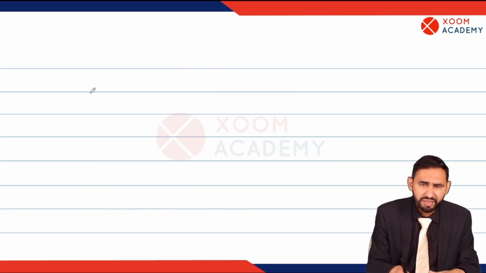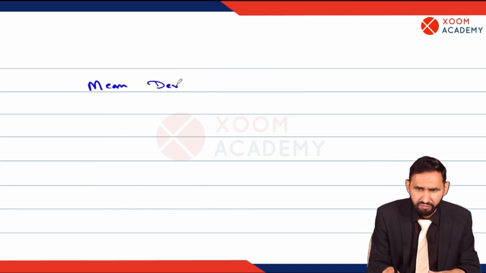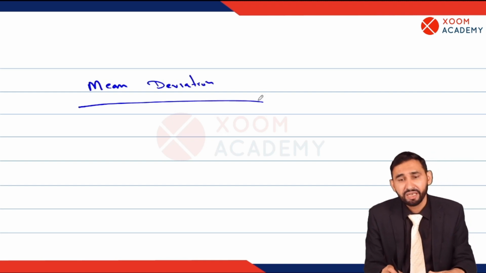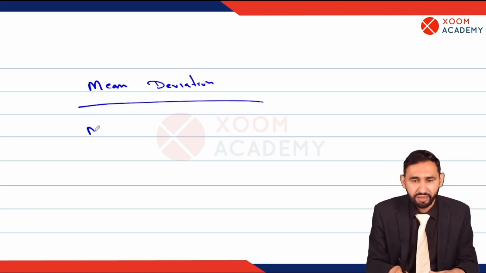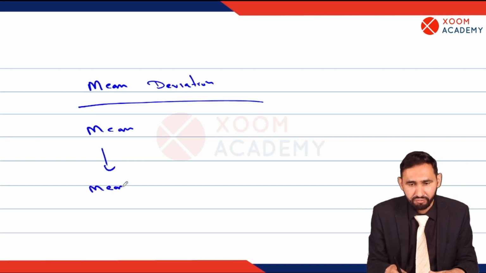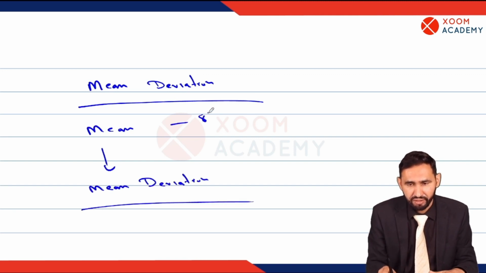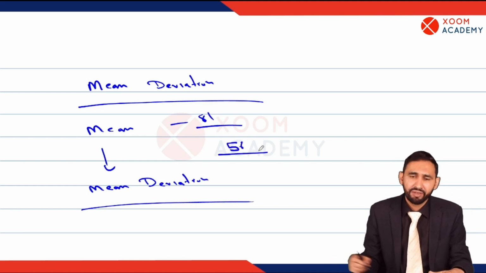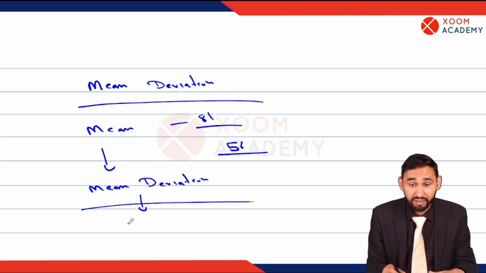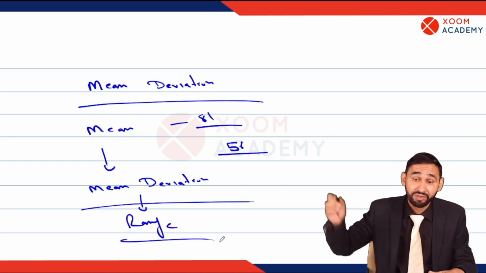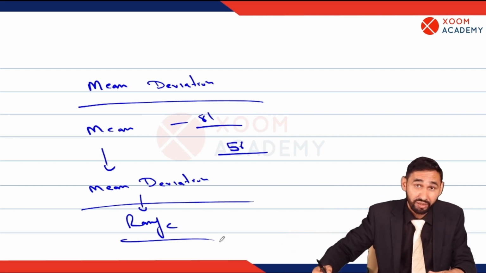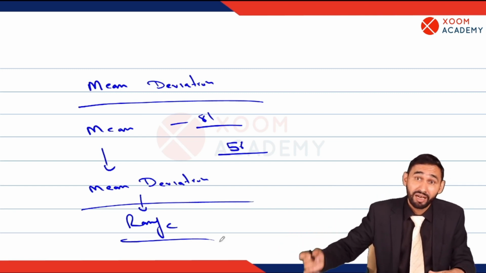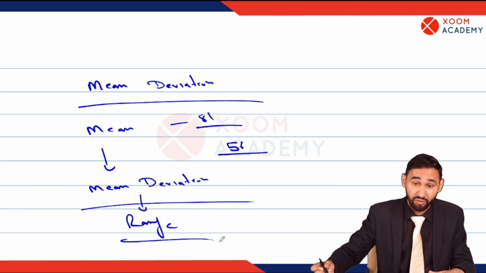Then we discuss mean deviation, deviation from the mean. To calculate mean deviation, remember one thing: we have to calculate the mean first, then we can calculate mean deviation. As in our values, the mean was 81, and the total mean deviation was 56. So we calculate mean deviation and then we can calculate range from this. Mean deviation gives a better idea about the highest and lowest values.